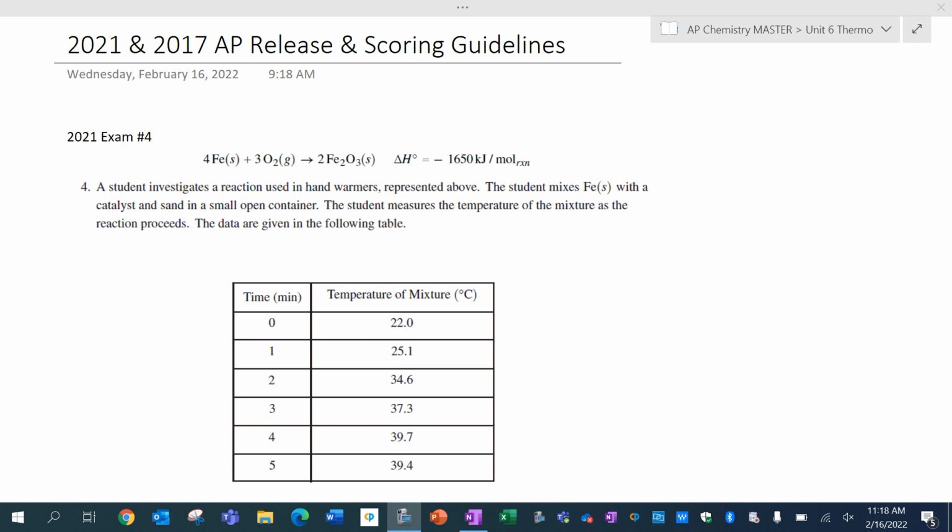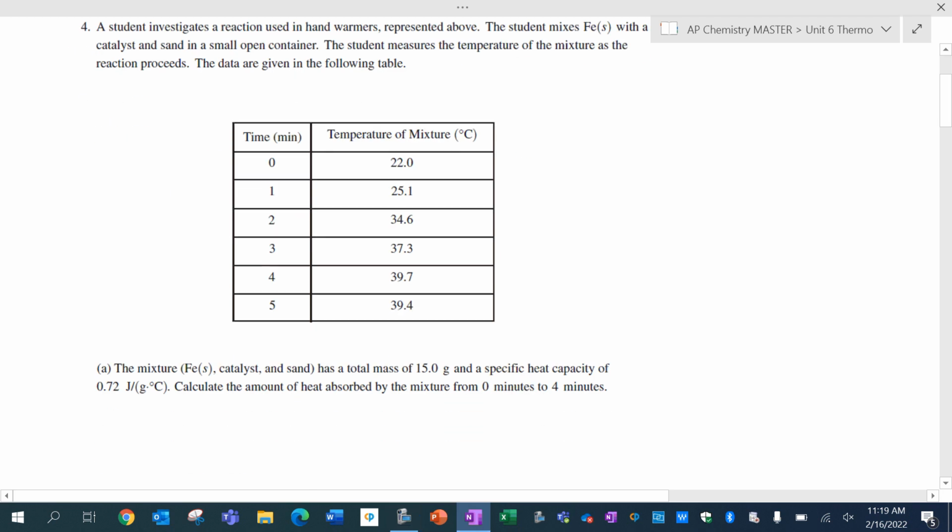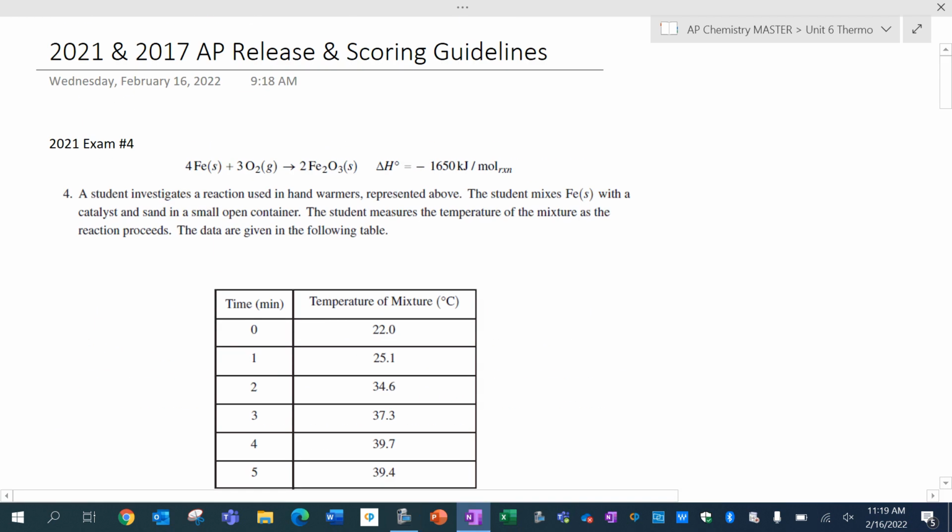This is the 2021 problem, question number 4. It's one of the short problems, meaning it tends to have just 2 or 3 parts. In this case, it has questions A, B, and C, so it's a 3-part question. It's related to this reaction between iron and oxygen gas. It looks like a very exothermic reaction. This is the reaction that's used to warm up hand warmers.